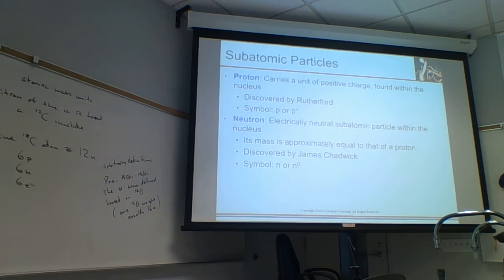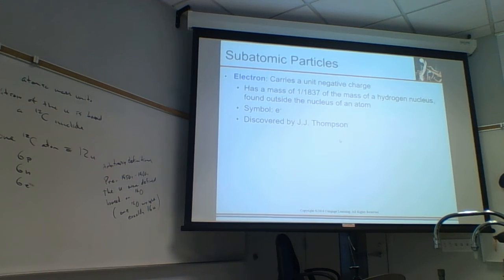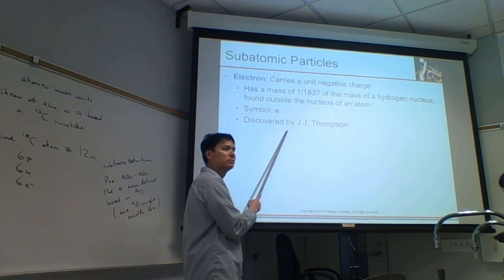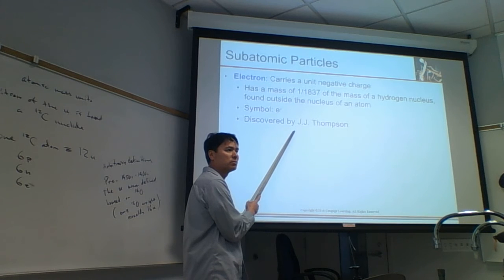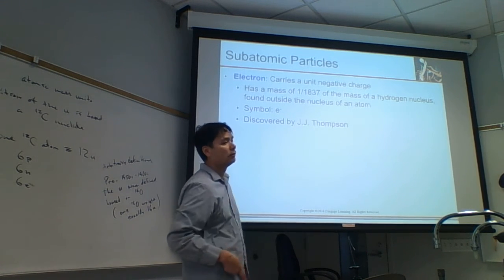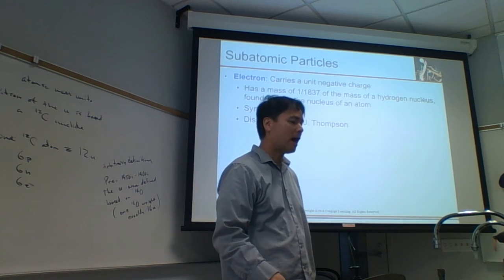Do we need to know those names? No, you don't need to know the names, just only one. Which one? Thomson. The reason why only Thomson is because we actually talk about what tool or instrument he used to discover the electron. The mass spectrometer? No, actually the mass spectrometer came after Thomson.